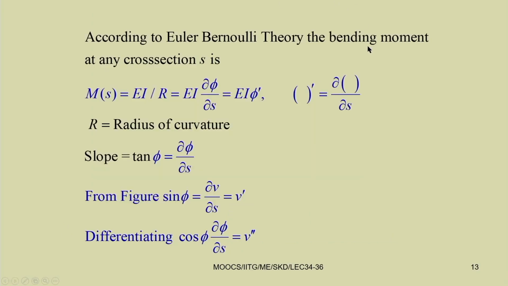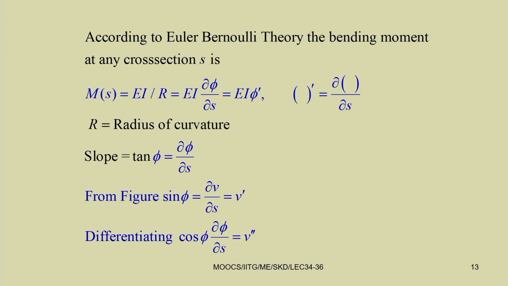According to Euler-Bernoulli theory, the bending moment at any cross section S can be written as M s equal to E I by r. So, this 1 by r can be written as del phi by del s. Here we are using this partial derivative because this phi is a function of both space and time. So, that is why we are using this partial derivative. This 1 by r equal to del phi by del s. So, your M s equal to E I by r equal to E I del phi by del s, or E I phi dash we can write.